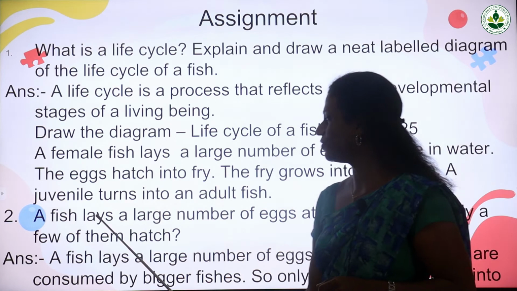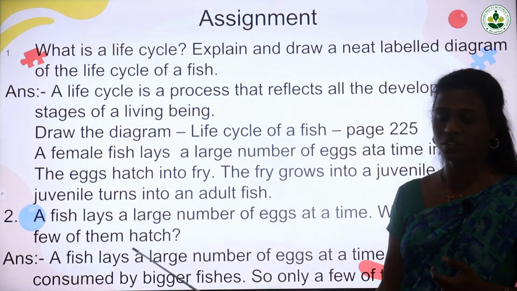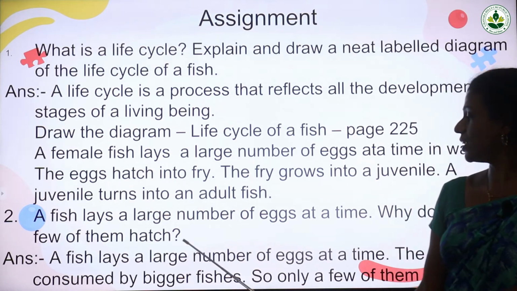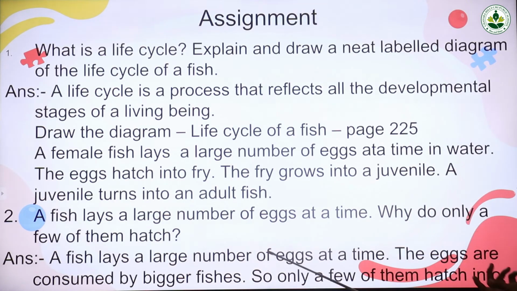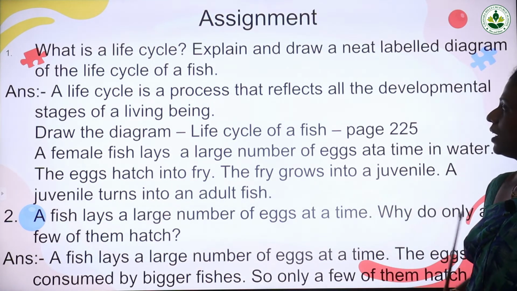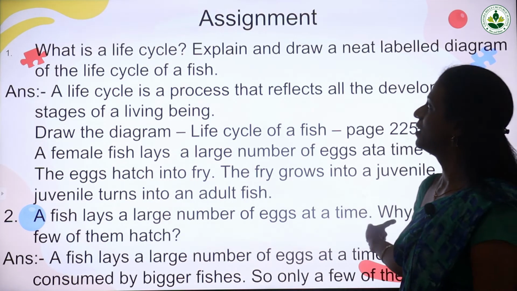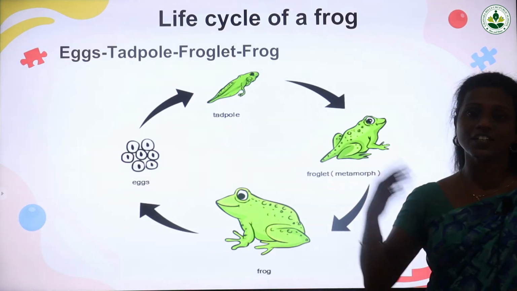Then the next question: a fish lays a large number of eggs at a time. Why do only a few of them hatch? The answer is, the eggs are consumed by the bigger fishes, so only a few of them will hatch into smaller fishes. So next is the life cycle of a frog.